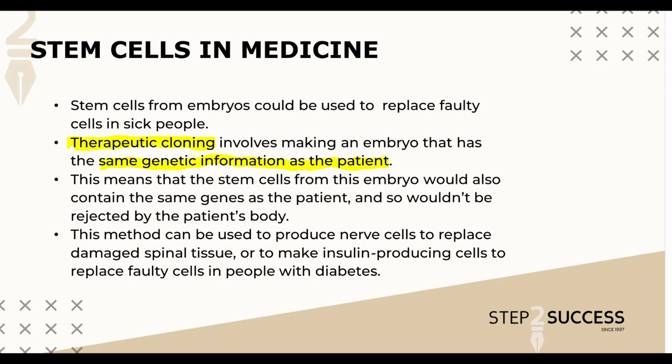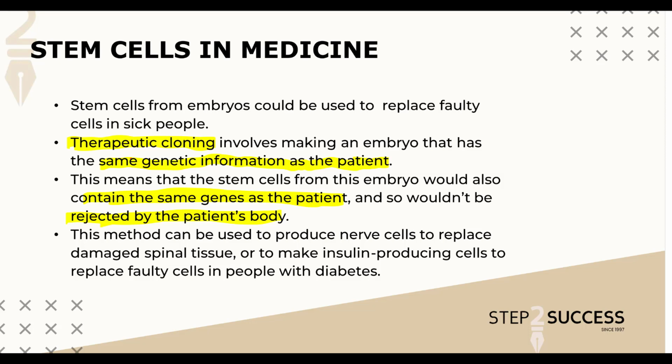This would mean that because the stem cells from this embryo have the same genes as the patient, they wouldn't be rejected by the patient's body. Now, rejection happens when your body thinks that those cells are foreign in some way, and so it starts attacking them. It thinks it's like a virus or so on. But if we have the same genetic information, then that shouldn't happen.